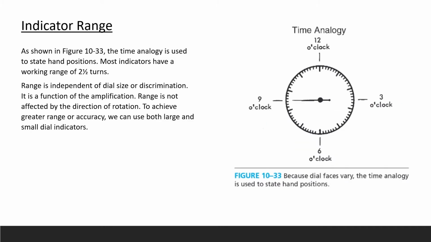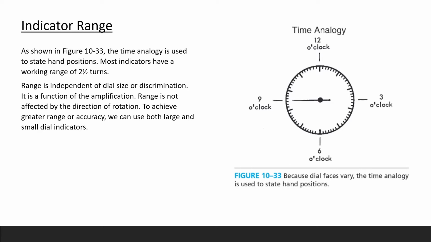Indicator range. So in this picture, it's just showing you the time analogy, and we use it to state hand position. Okay, so most indicators have a working range of 2.5 turns. So here we have 9 o'clock, 12 o'clock, 3 o'clock, and then 6 o'clock. Okay, hand position. Because dial faces vary, the time analogy is used to state the hand position.